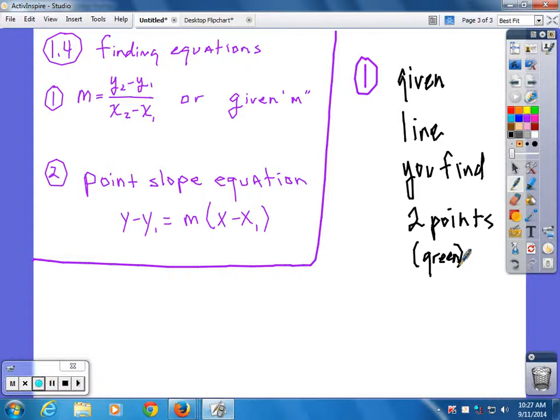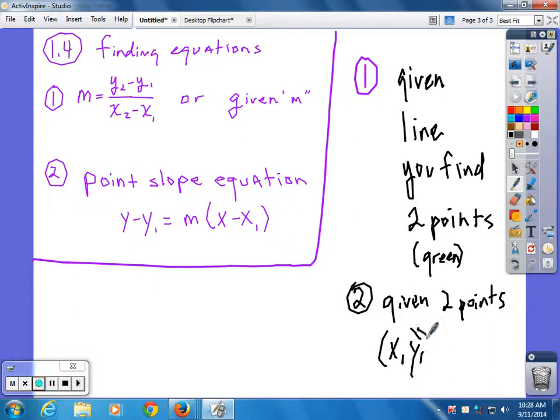And the second type of problem is you're going to be given 2 points. Given 2 points. x sub 1, y sub 1, x sub 2, y sub 2. In other words, they don't give you the line on the graph, they just give you the points.